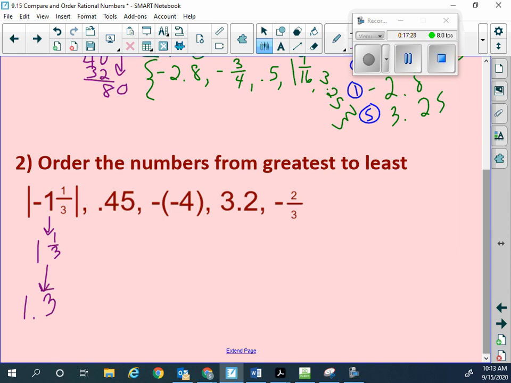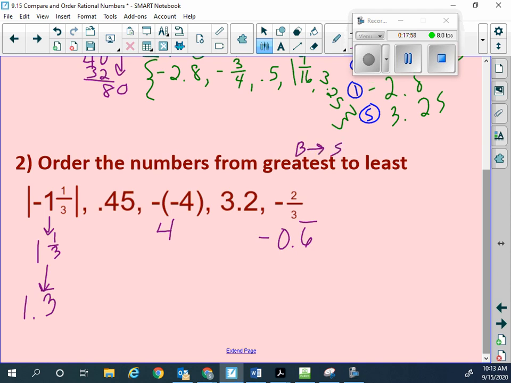0.45 is good. I don't have to do anything with it. Now the next one says the opposite of negative 4. What's the opposite of negative 4? Positive 4. The next one is 3.2. I don't need to do anything to that. And then I've got negative 2/3. Negative 2/3 would be negative 0.66 repeating. Okay?